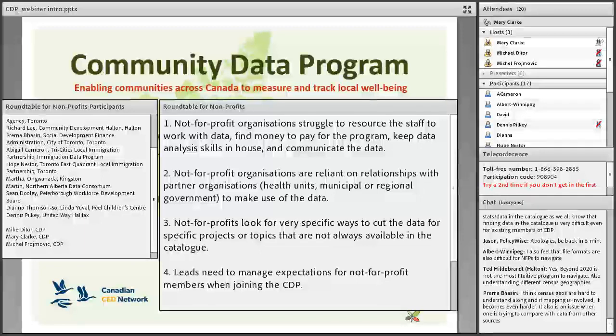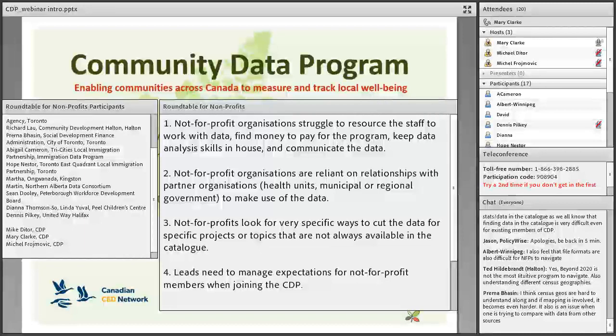Yeah, the census geographies are hard to understand, and certainly mapping is a great way to understand them and actually make them come alive. And so it's difficult if you don't have mapping resources, if you don't have a way to map or somebody around you who's going to put things together for you.